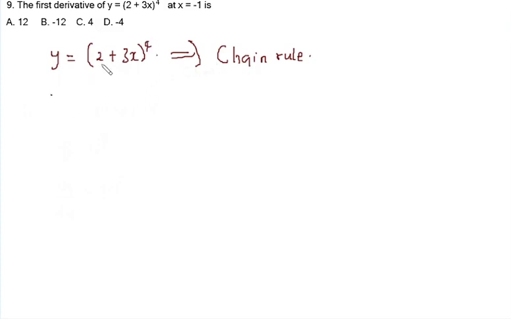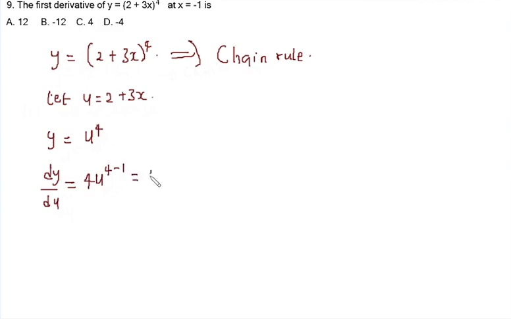So we need to assign the inner function to another variable. So let u be equal to 2 plus 3x. That means y is equal to u to the power of 4. So if I do dy/du, basically taking the derivative of y, the power comes down, so it becomes 4u to the power of 4 minus 1. So this becomes 4 times u to the power of 3.